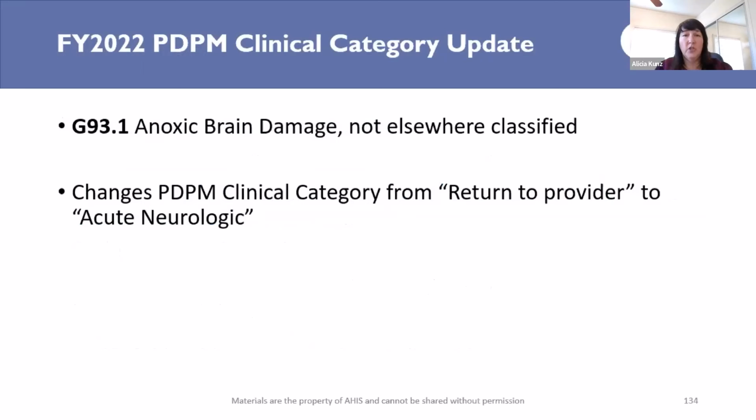So here's a change to the clinical category for anoxic brain damage. One of the things we look for every year in our updates is what changes have they made to help us out, and this is a good one. Prior to October 1st, G93.1 anoxic brain damage was a return to provider code, which is unfortunate, right? We want to get reimbursed for this. But now it maps to acute neurologic.